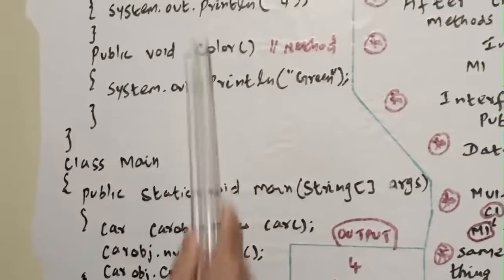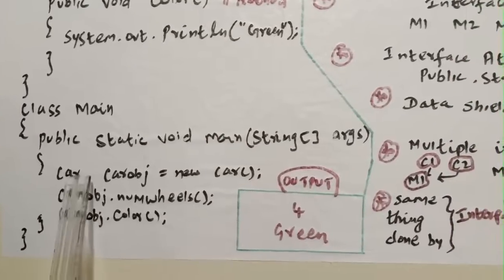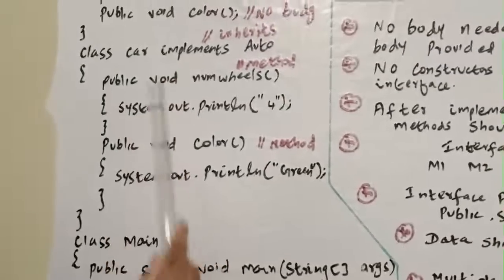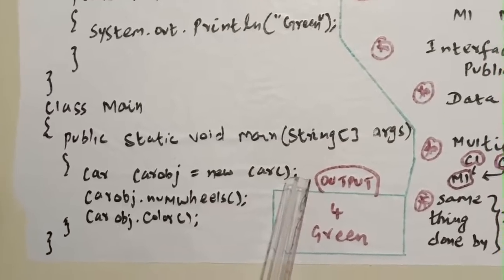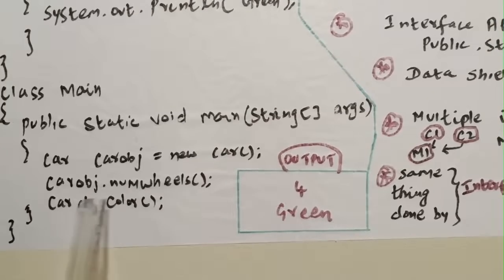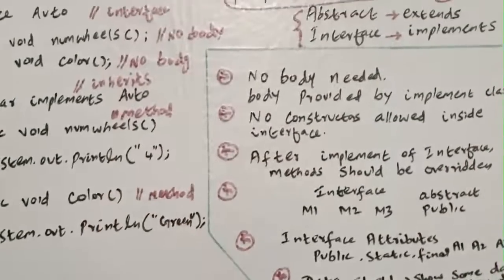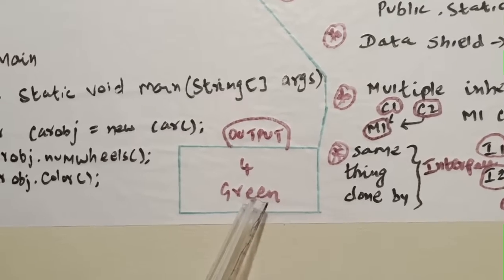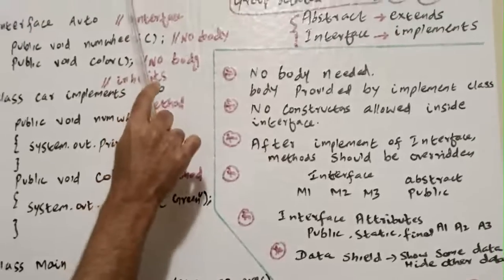This is the main class. We are going to call these two methods in here. So public static void main, String args. Car is a class which you define here. Car obj equals new Car. You are instantiating the object before using it. So carObj.numberOfWheels and carObj.color, calling these two methods. What you see is 4 for the number of wheels, and the color of the car is green. That's how you use interfaces.